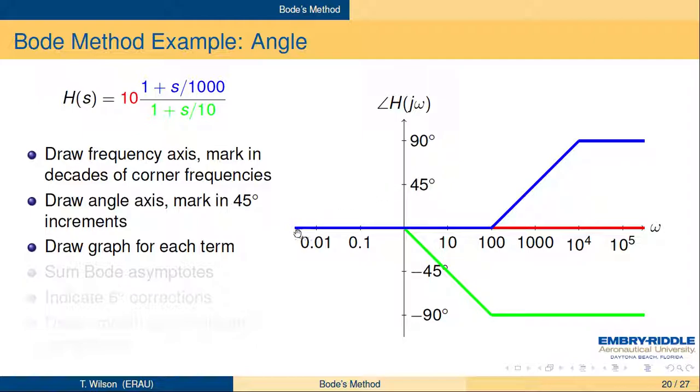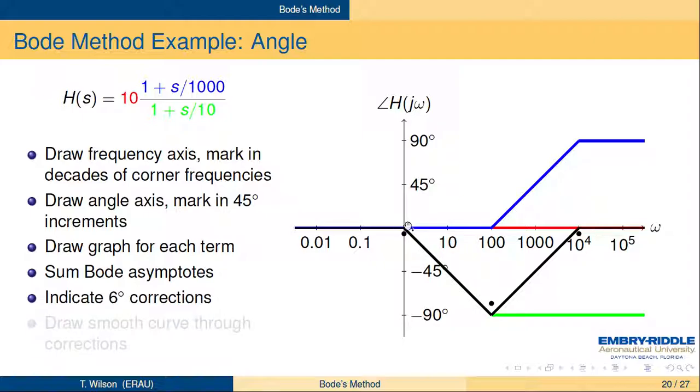And the part associated with the zero, so it's 0 degrees out to a decade below the corner at 1,000, up to 90 degrees a decade above the corner at 1,000, which is at 10,000. And now connect the lines. So straight line sums add up just by adding up. And if you add up a positive slope and a negative slope, they add up to a 0 slope, etc. Just like we did before, or we will do in a minute.